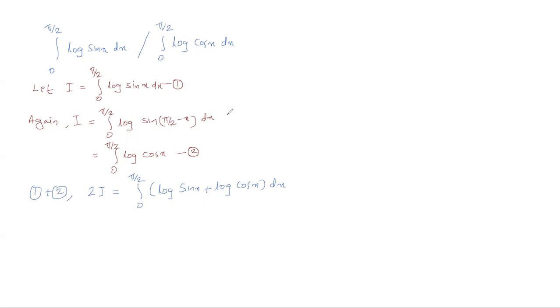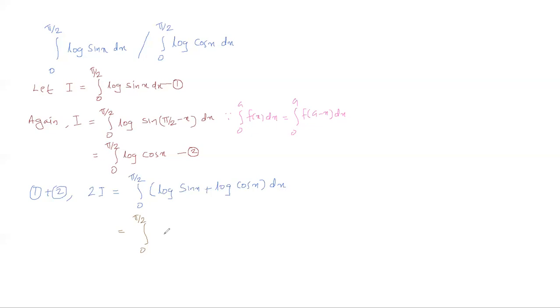Here we applied the property, because the property was integral 0 to a f of x dx is equal to integral 0 to a f of a minus x dx. So now coming back to this, 2I is equal to integral 0 to pi by 2 log sin x plus log cos x.